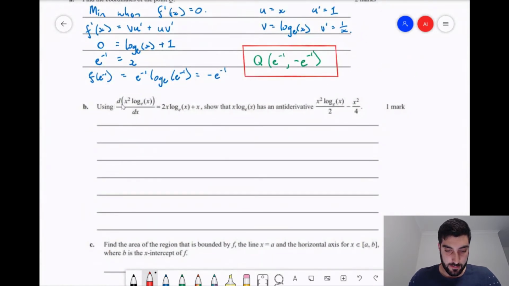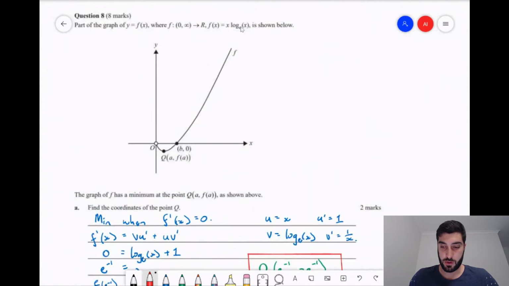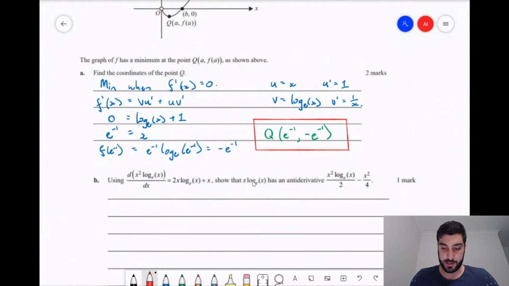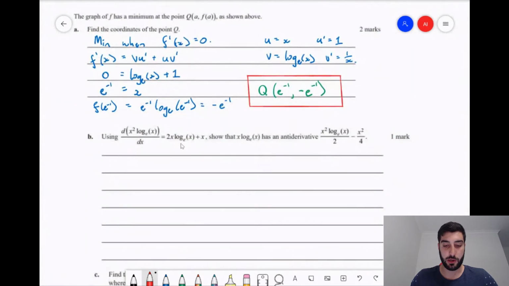Using the fact that the derivative of x squared log e of x is equal to 2x log e of x plus x, show that x log e of x has an antiderivative of x squared log e of x on 2 minus x squared on 4. So essentially what this question is asking us is it wants us to show that x log e of x, which remember that was our function of f of x. So show that f of x has an antiderivative of this. And they're giving us some extra information to help us solve it.